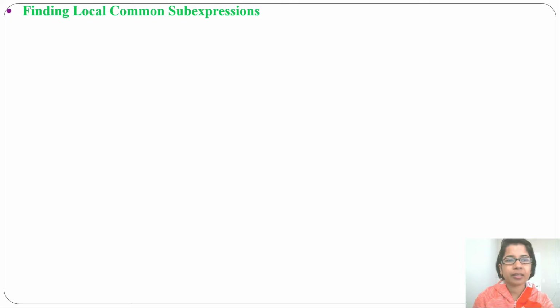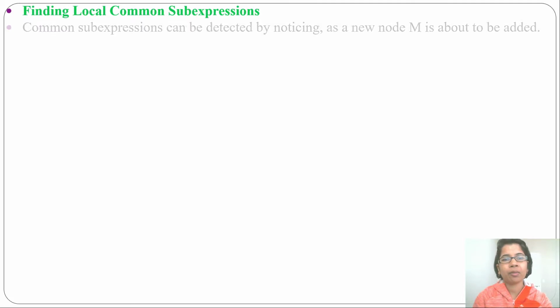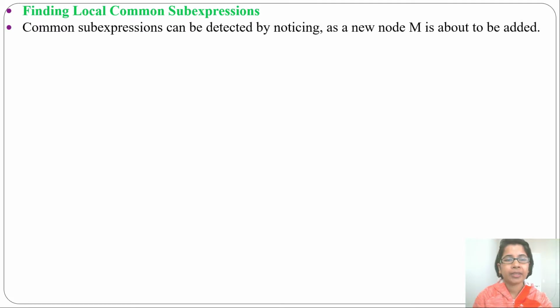Hi, let's discuss finding local common sub-expression and elimination of local common sub-expression. How can we identify one expression is a common sub-expression during construction of a DAG? If one node is already present, then that is a common sub-expression. Let's construct a DAG for a basic block.